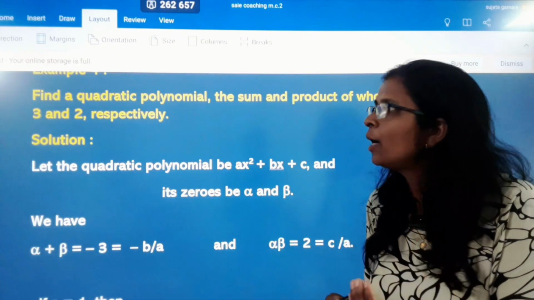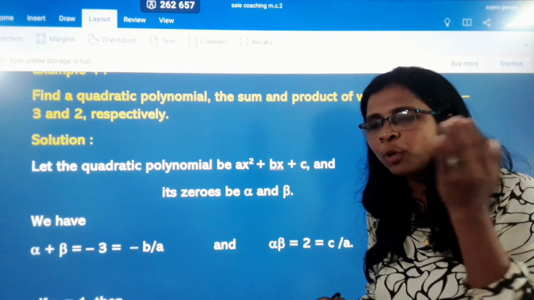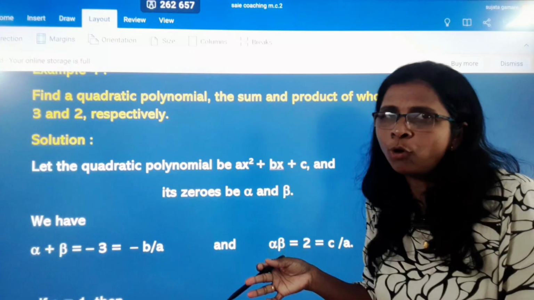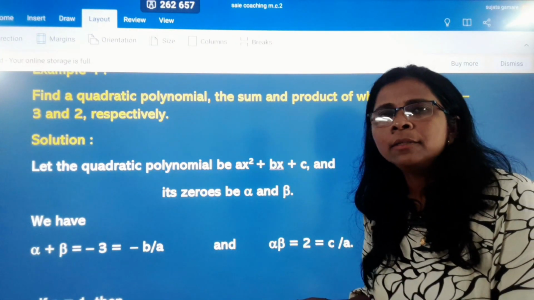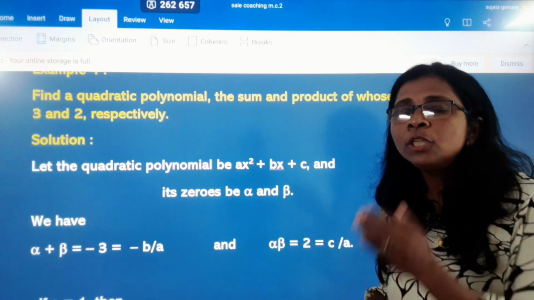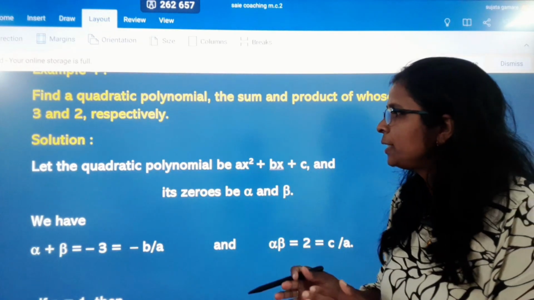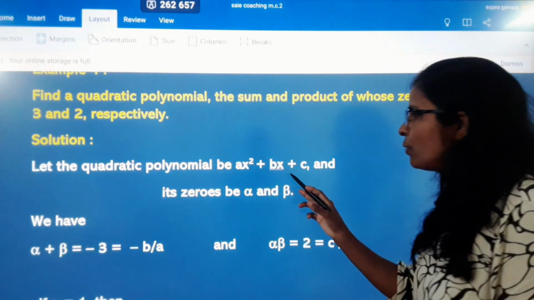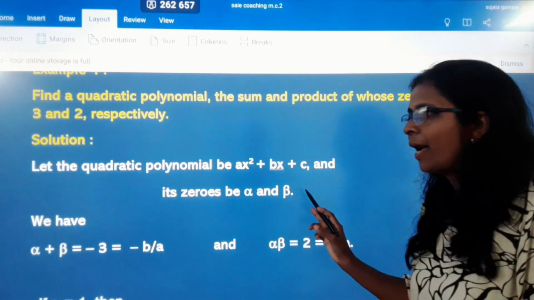In the previous example, a quadratic polynomial was given and we had to find the zeros of the polynomial. Now the converse is given: the zeros of the polynomial are given and we have to find the quadratic polynomial. So for that we write here, let the quadratic polynomial be ax square plus bx plus c and its zeros be alpha and beta.